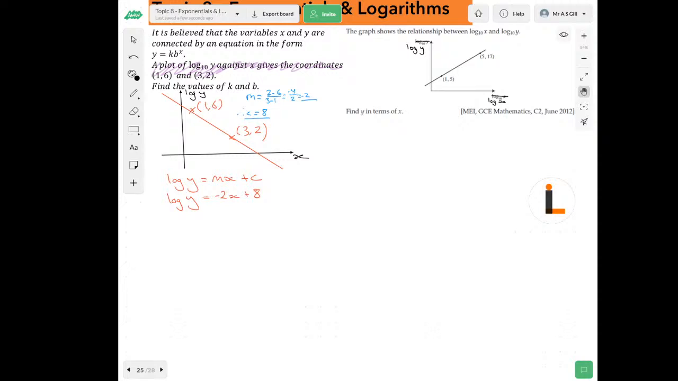And then it's given the format. It's given us the format of the equation as they want it. Up here, y is equal to kb to the power of x. So I just need to go through and then rearrange this log y equation we've got down here into that format.